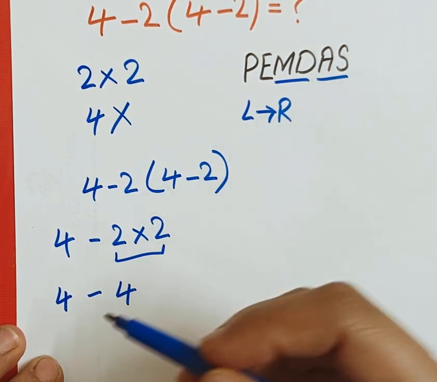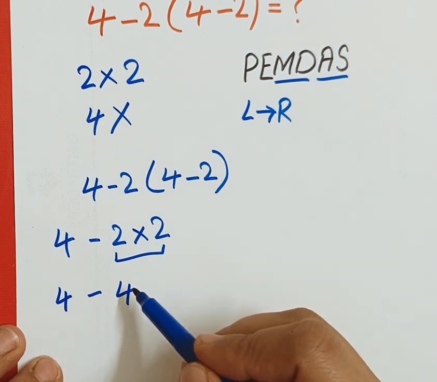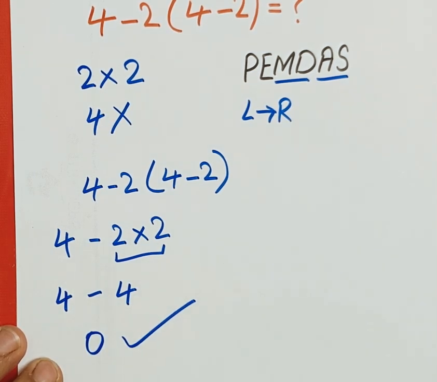So subtraction will be done. So 4 minus 4 is 0. This is your answer. Thank you.